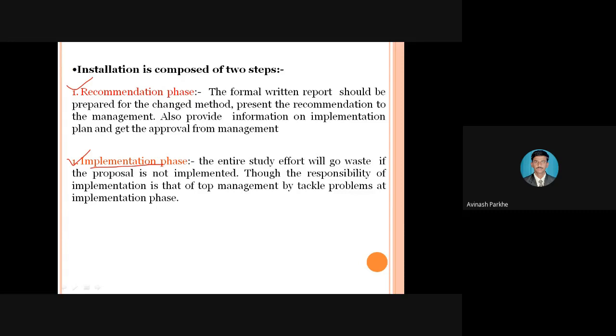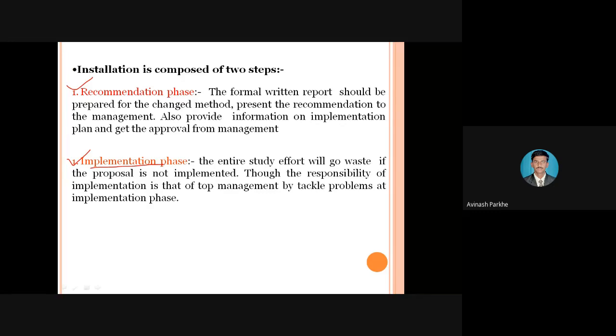If management asks for modification, the modifications are done, and the new method is again presented in front of management. If management again asks for modification, again the modification will be carried out and the new method will be developed again. Once management gives the green signal to implement that method, then we can implement it in the production department for further modification.